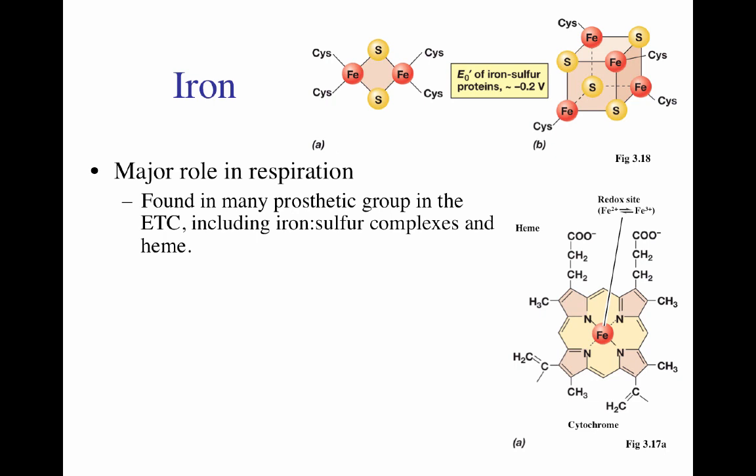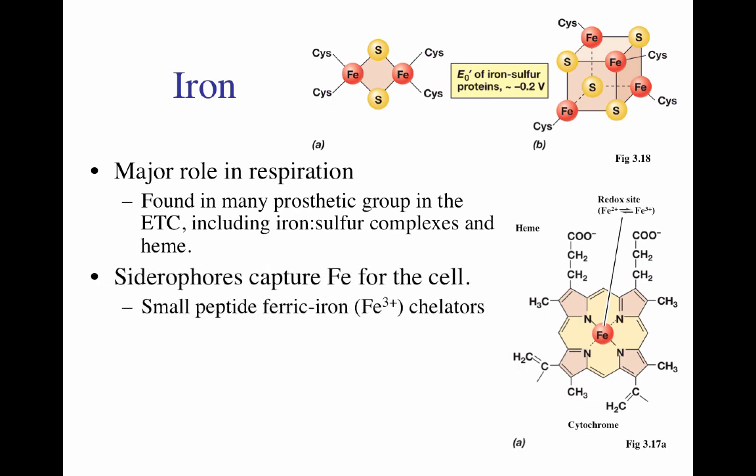These iron-sulfur proteins could be found either as a four-atom molecule with sulfur, like this one here, 2 irons and 2 sulfurs, or as a cube shown over here in this other form. They're required for passing electrons during the electron transport chain.